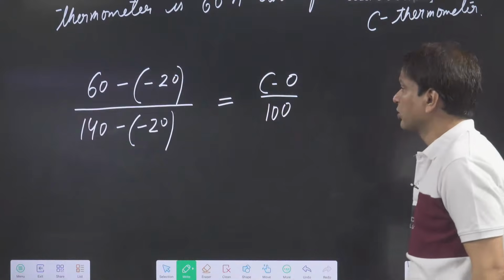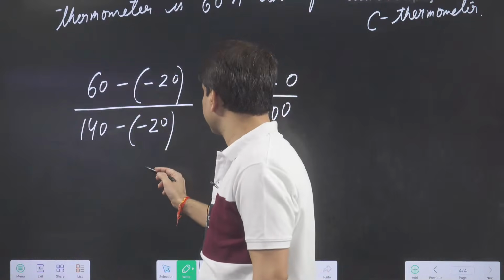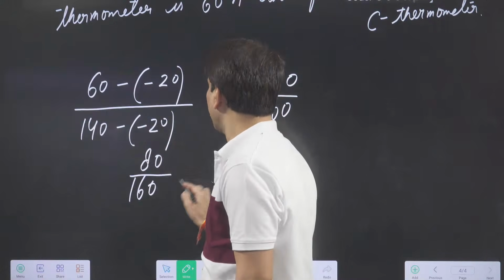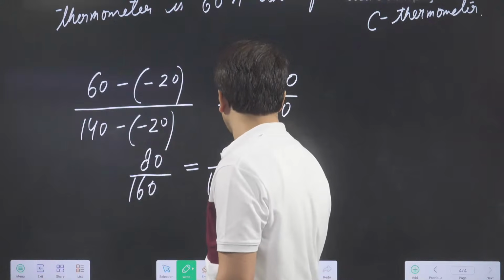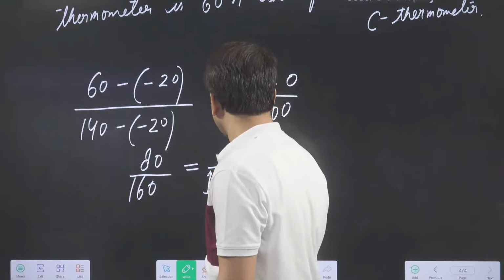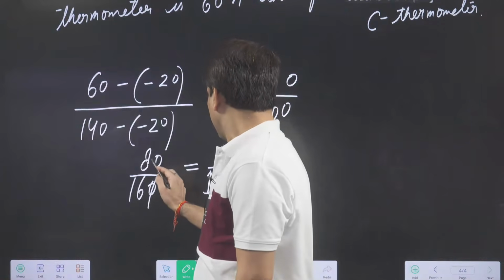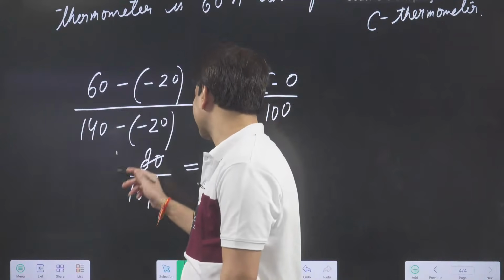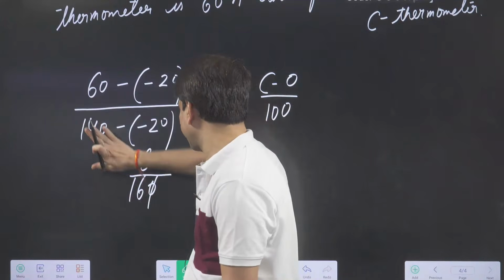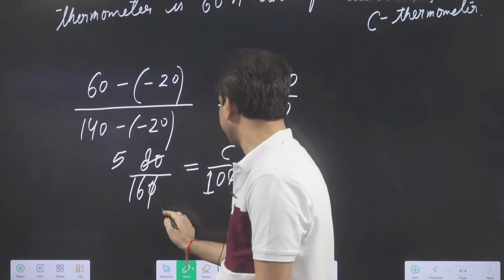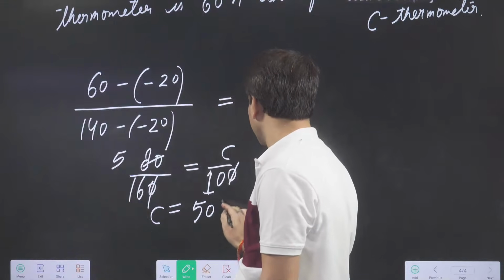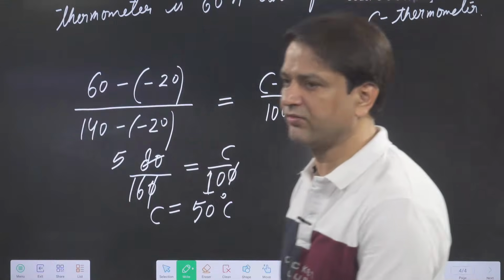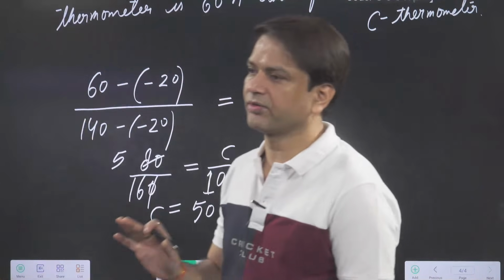Okay. Now this what I got, minus of minus means plus. So this is 80 by 140 plus 20, that is 160. This is equal to C by 100. So now 0 and 0 get cancelled out. Then 16 5s are directly 80. Okay, now C value what you got? C is equal to 50. So when the scale A is showing 60 degree A, then the Celsius scale will show the 50 degree C. Everybody got or not?